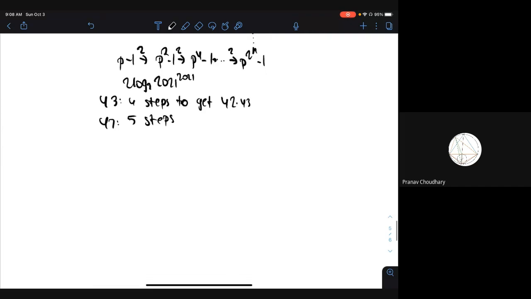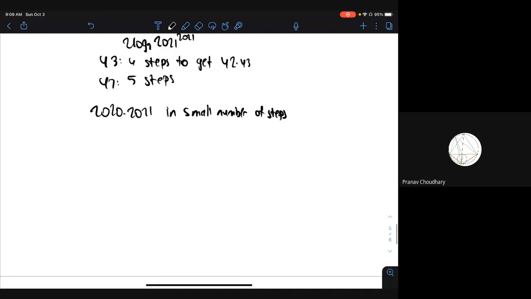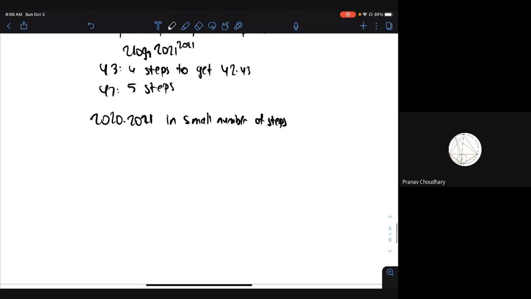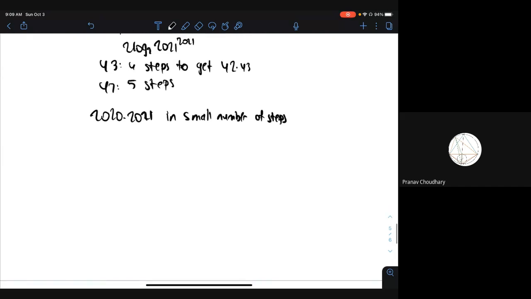And then the point is that we can get 2020 times 2021 in some small number of steps. By small number, I mean let's say under 30. Certainly you can do under 30. Even if we just use our old algorithm, we can get log of this, and log of this is less than 22. So we can get less than 30 for sure.